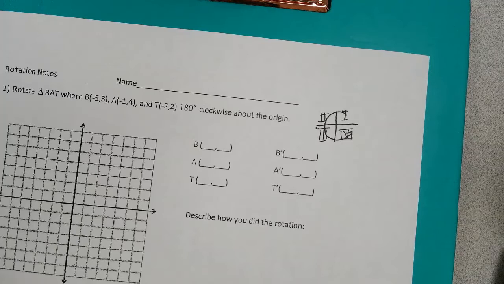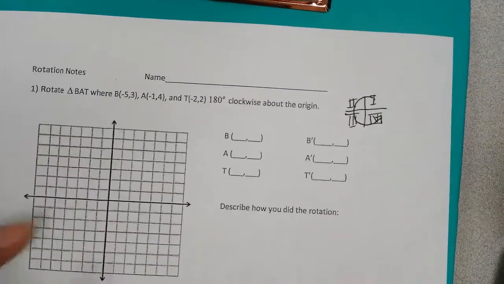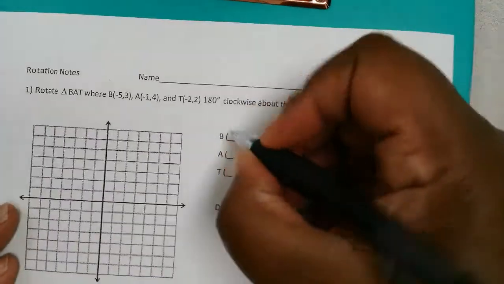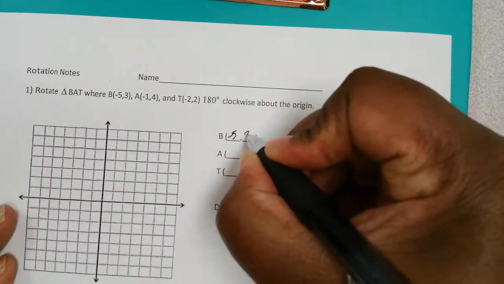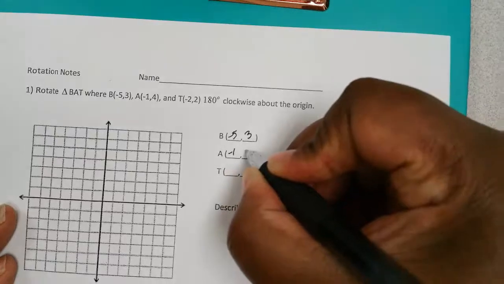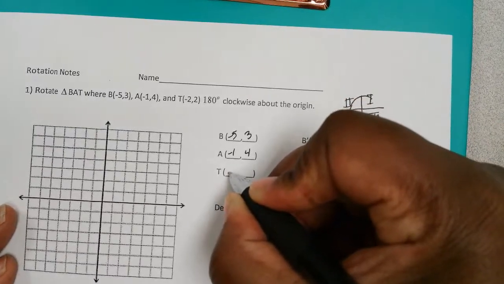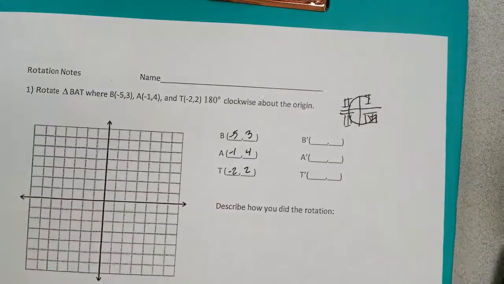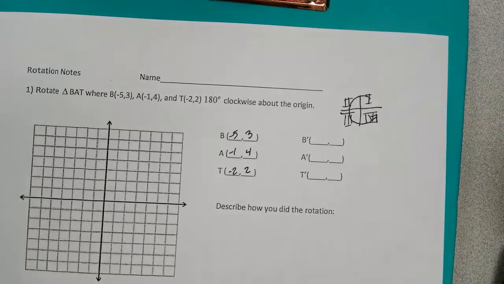So what we're going to do is rotate triangle BAT 180 degrees clockwise. That's what my instructions told me. The first thing they want us to do is plot the points. B is at -5, 3, A is at -1, 4, and T is at -2, 2. I'm going to plot them on my grid and make sure I label my points. When I plot, I know the first number is my X value and the second number is my Y. The first tells me left and right, the second tells me up or down.